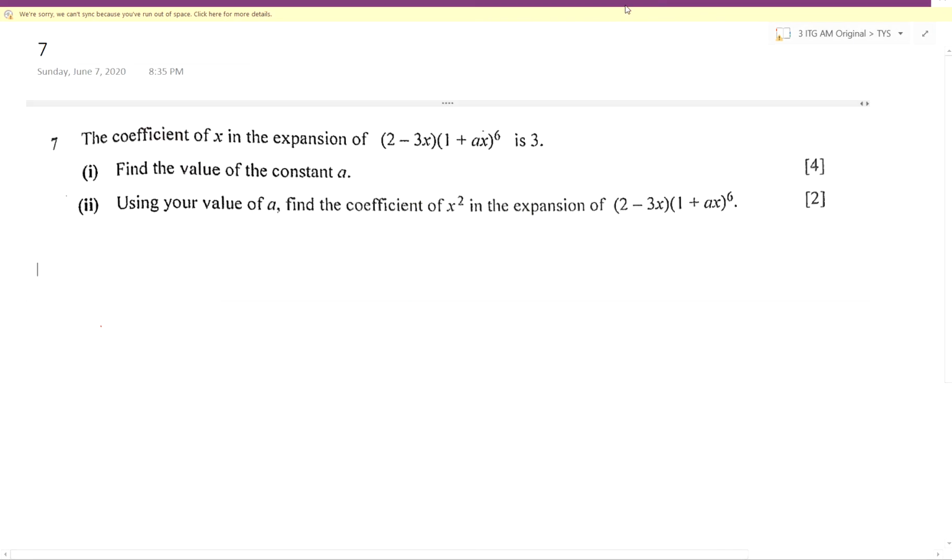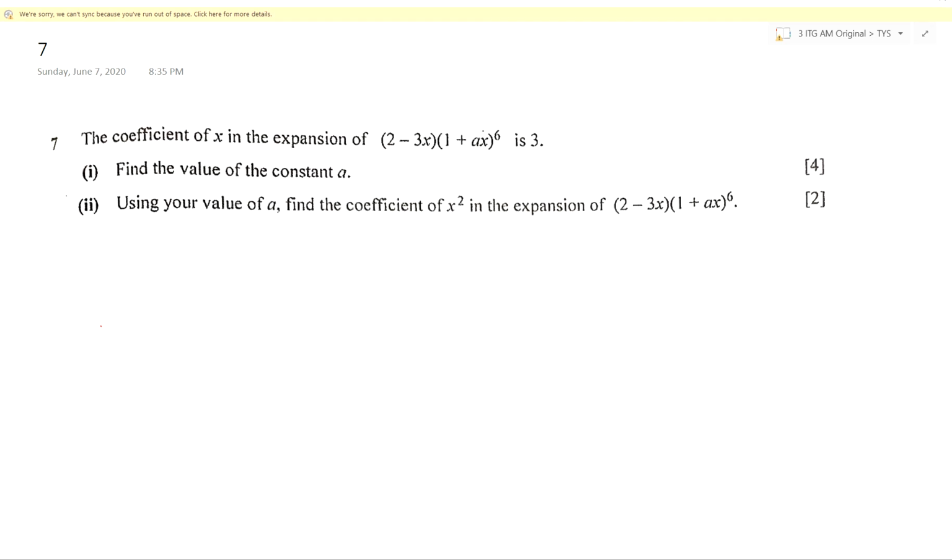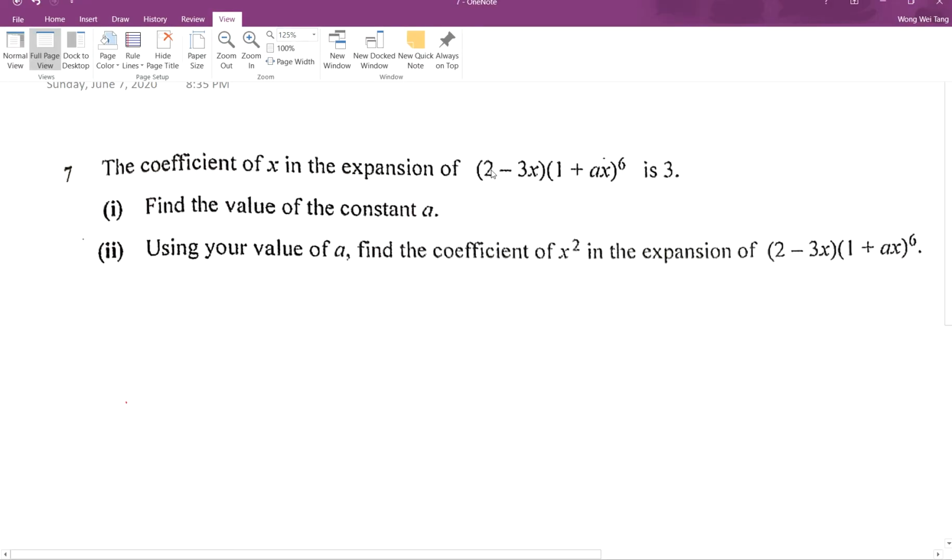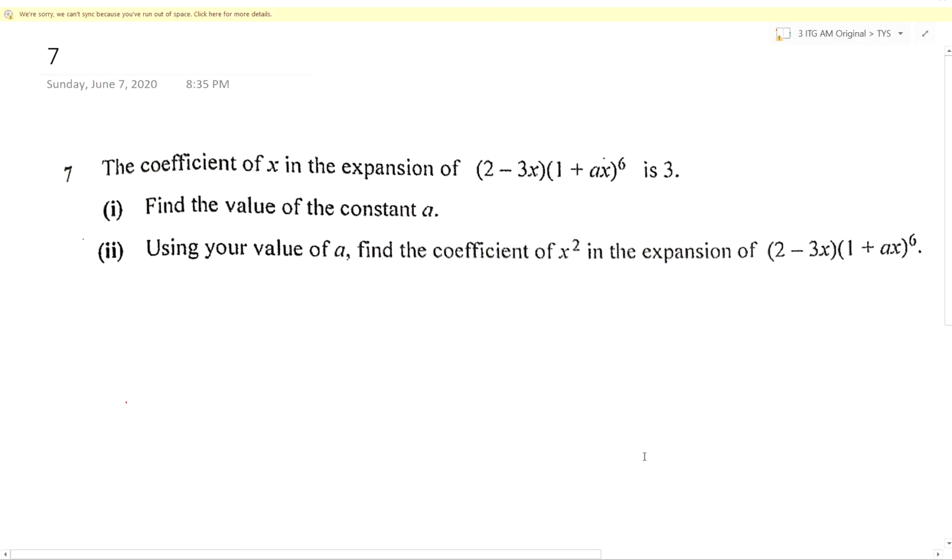Question 7. Binomial. The coefficient of x in the expansion. Now the first expression over here is linear. There is nothing to expand. But in the second expression, this will be our binomial.